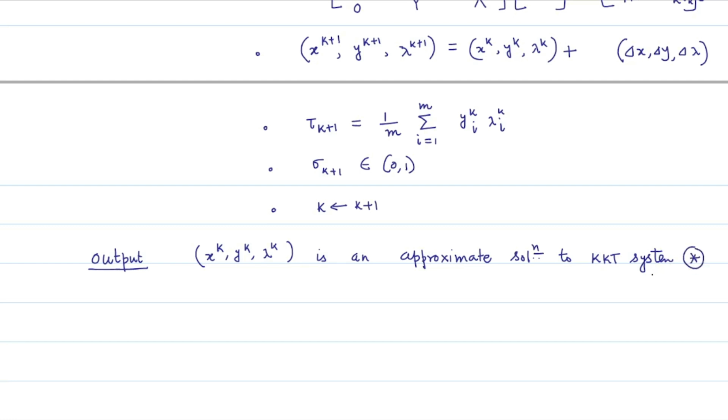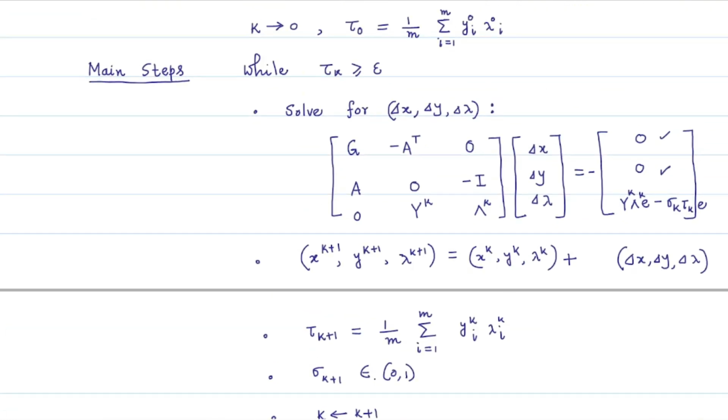That means the KKT system star, and if your tau k plus 1 is greater than or equal to epsilon, then you keep computing all these steps and move further. Here you can also take some step length to be multiplied, like in the damped Newton method. In the damped Newton method, we don't exactly take the full Newton step, but we multiply with a given step length. And here you might ask how to choose this step length.